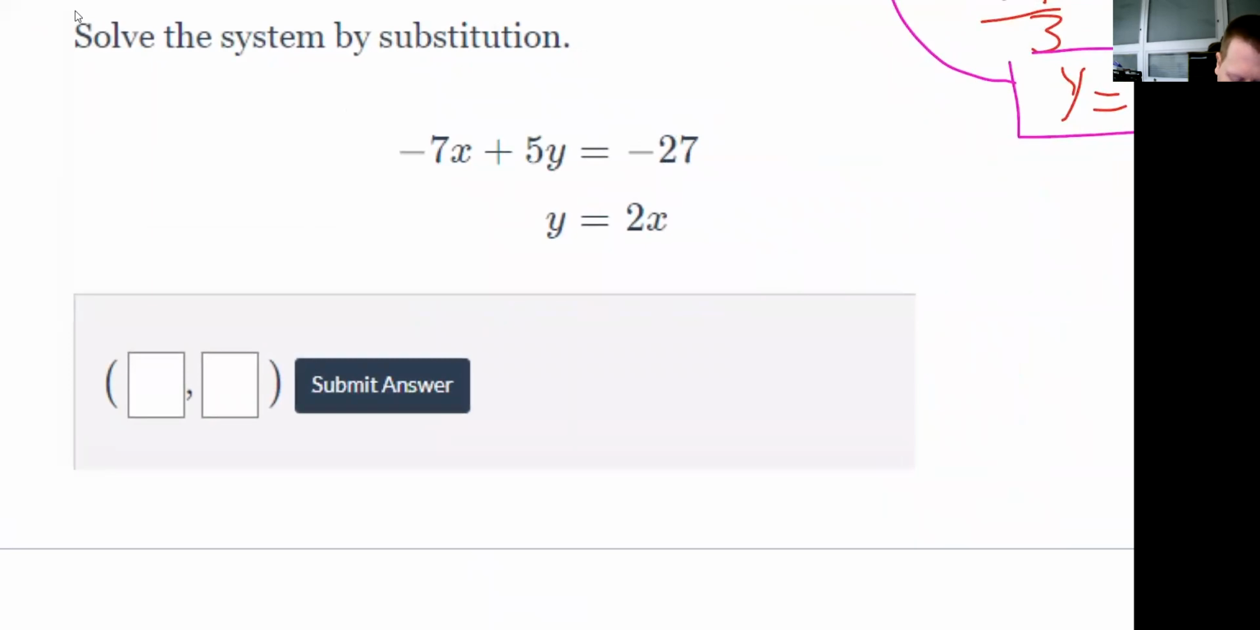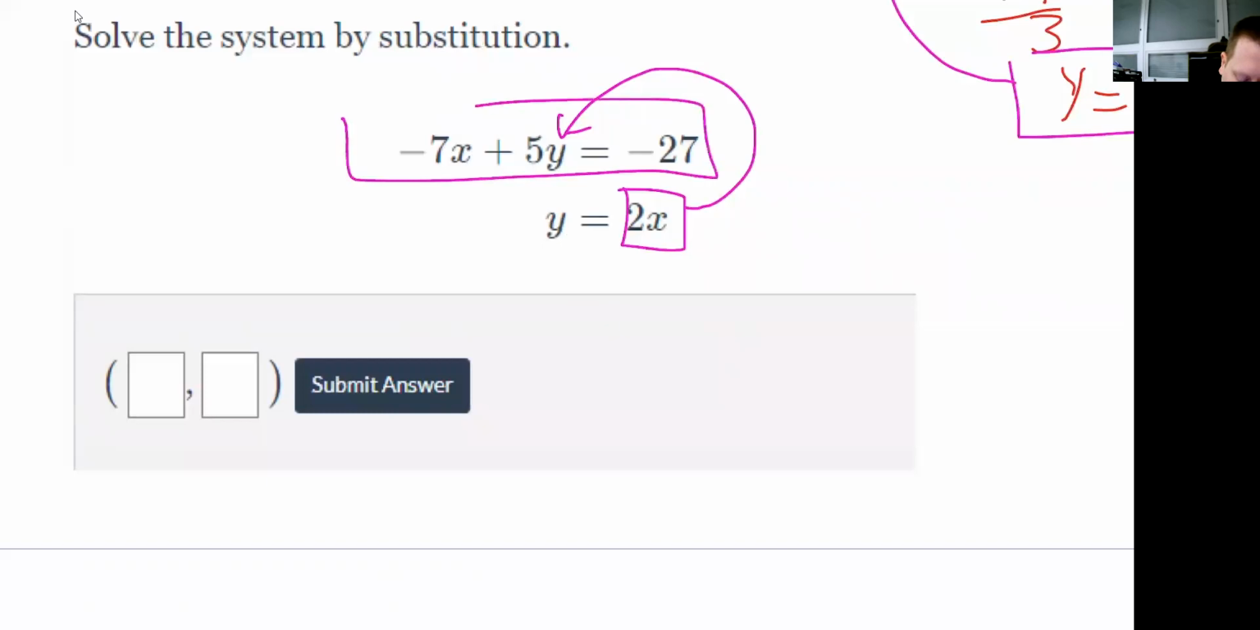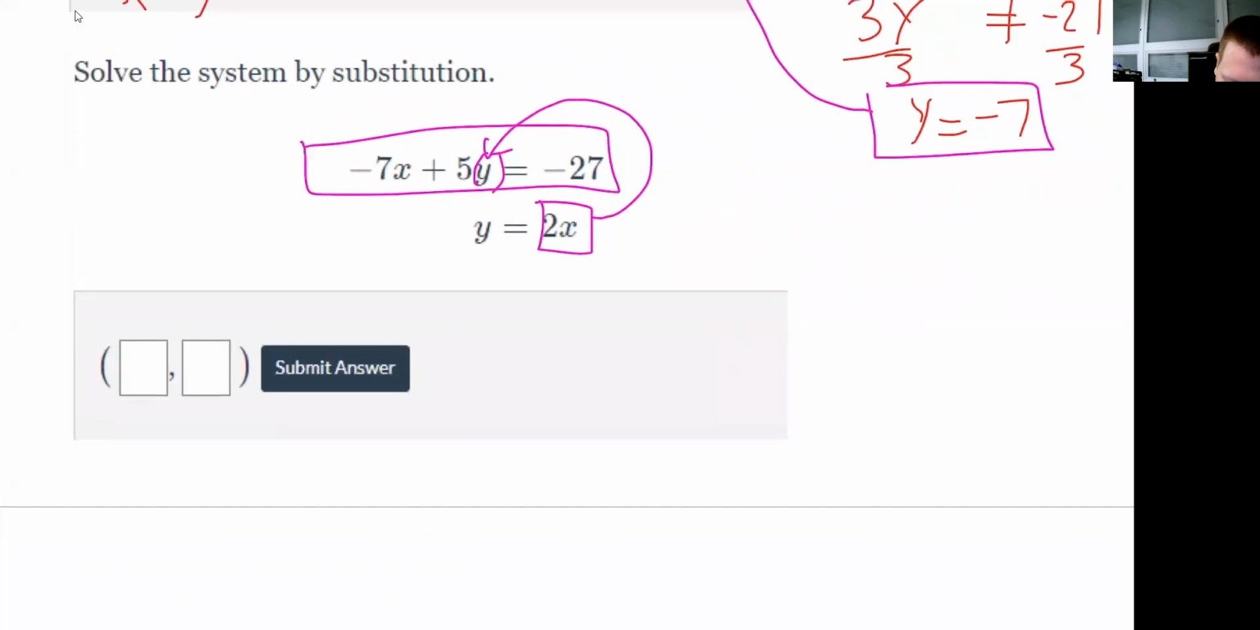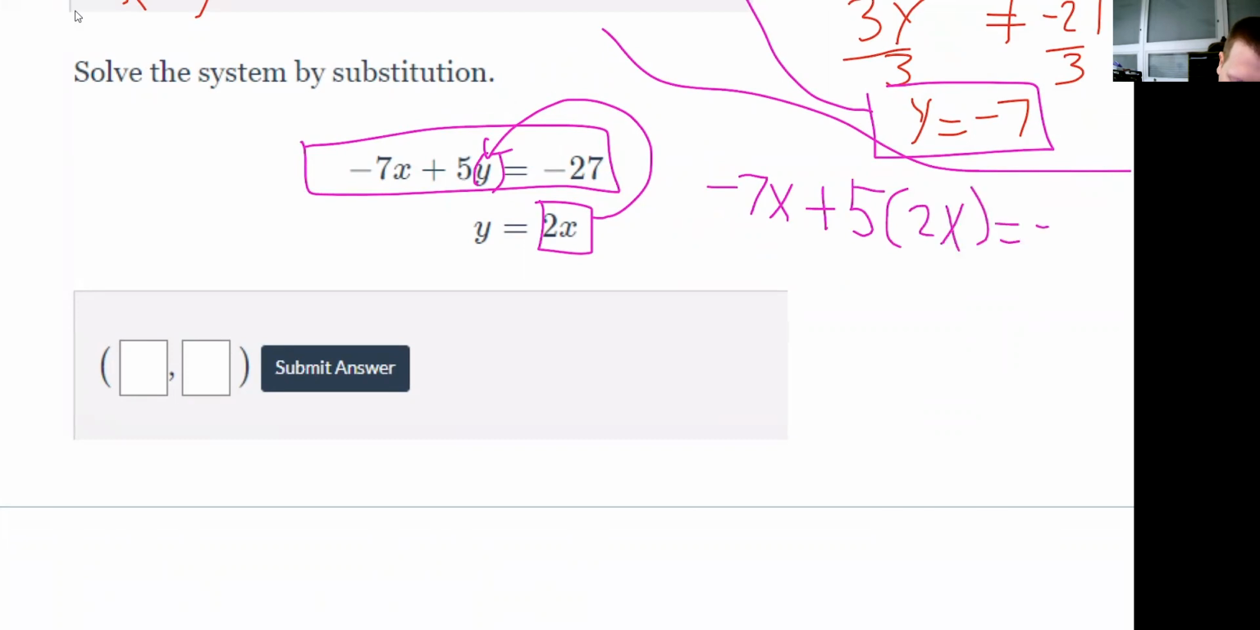So you have y equals in the bottom equation. So anywhere I see a y in the top equation, I can replace it with 2x. So I'm going to replace that y up in the top equation. If I rewrite that top equation, you're going to have negative 7x plus 5, and instead of y, I'm going to put in 2x in place of that y. And now we just need to work this out. So 5 times 2x would be 10x.